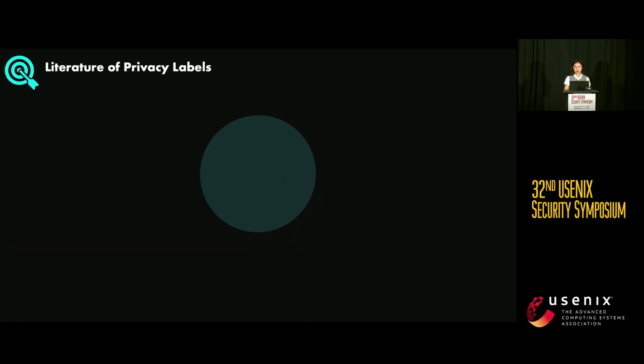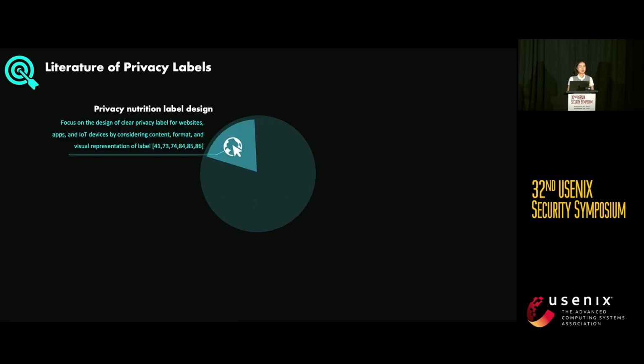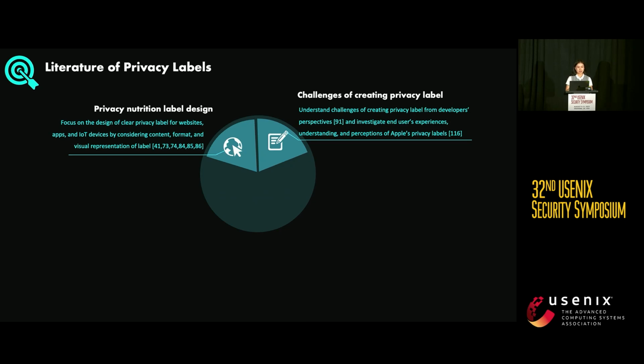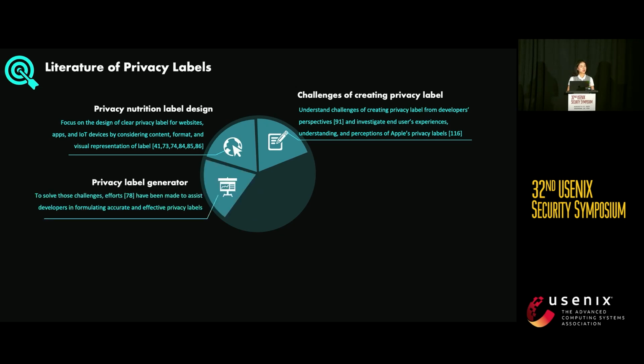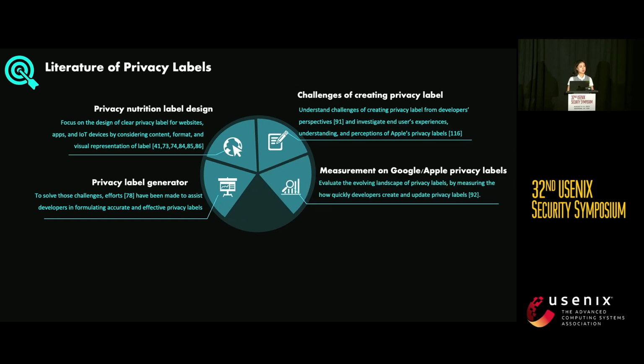Before diving into our paper, let's take a look at the literature on privacy labels. Back in 2009, the idea of a privacy nutrition label was already proposed by scholars. Since then, there has been a lot of work on the design of clear privacy labels for websites, for apps, for IoT devices. Scholars also performed user studies to understand the challenges of creating a privacy label from the developer perspective. To solve those challenges, efforts have also been made to develop tools to assist developers in formulating accurate and effective privacy labels. Recent research also tries to evaluate the evolving landscape of privacy labels by measuring how quickly app developers create and update their privacy labels.